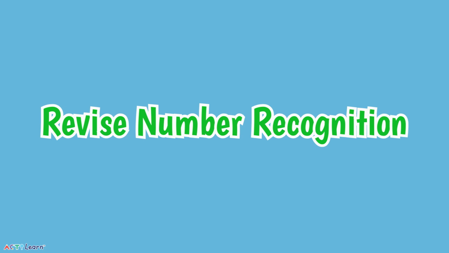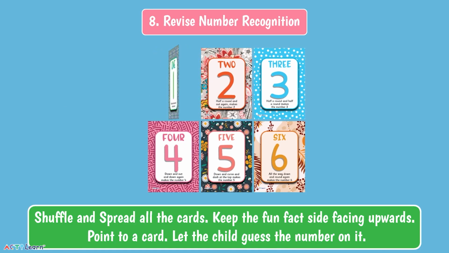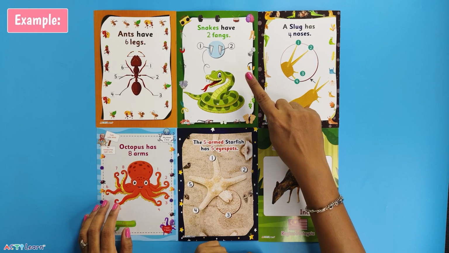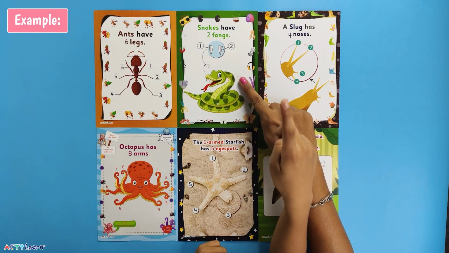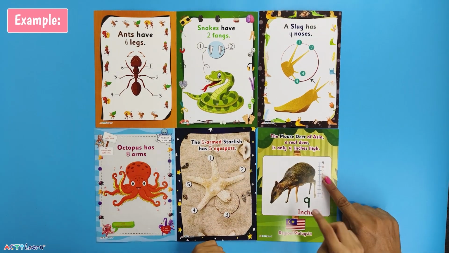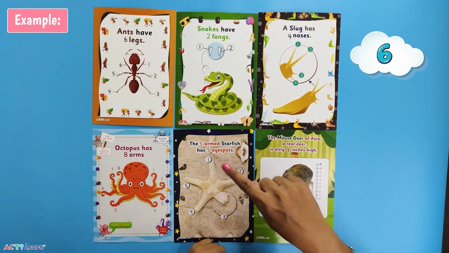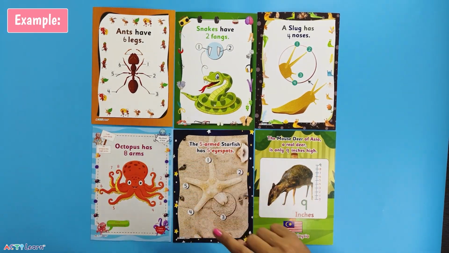Revise number recognition. Shuffle and spread all the cards. Keep the fun fact side facing upwards. Point to a card and let the child guess the number on it. Example: 2, 9, 4, 6, 5, 8.